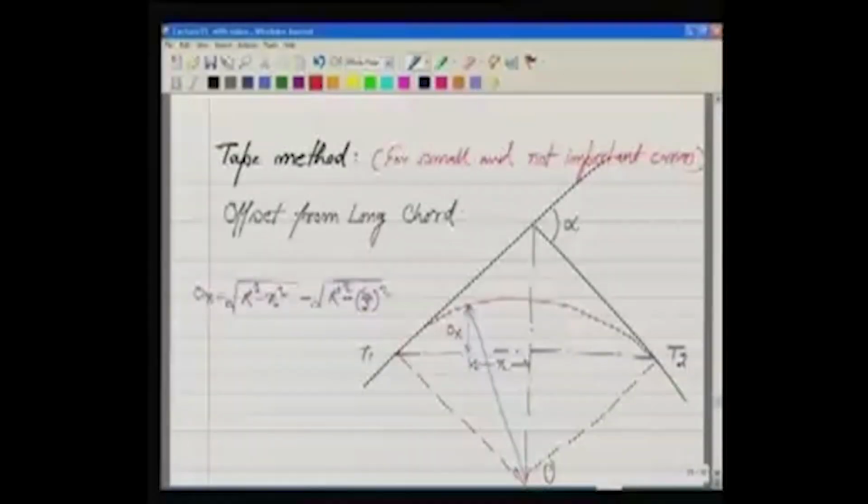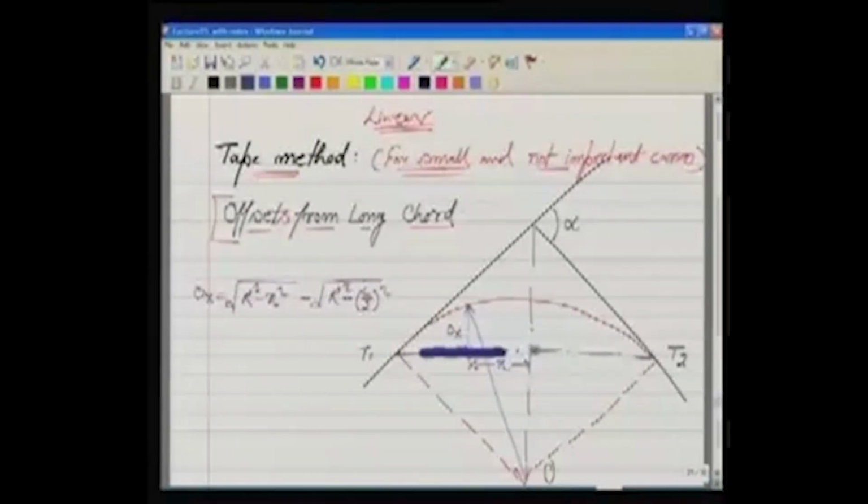First of all, we say a method to be tape method. Tape method means we are only taking linear observations, only linear measurements are being carried out. And this is generally used for small and not important curves. In this tape method, one method is called offsets from long chord. Now what is this method? In this method, over here is the long chord. That's the long chord which we know about.